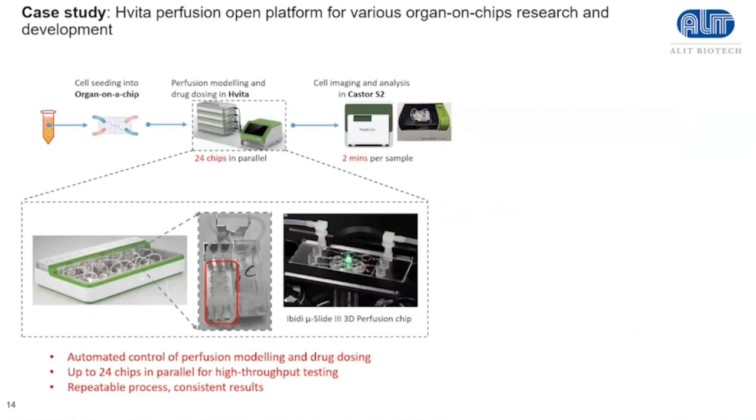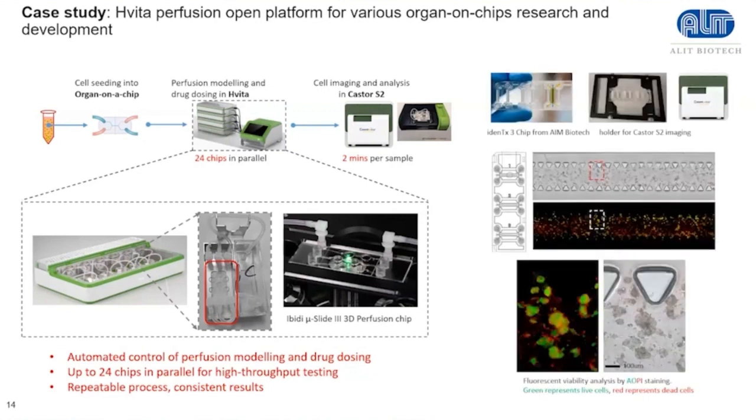Here is also an example. Self-designed chips or commercial chips can be plugged into the HIVITA system, and then high throughput imaging analysis can be performed using CAST-S2 system. The entire perfusion control and drug dosing process in the microfluidics chips can be automatic, controlled, and recorded. Up to 24 chips in parallel for high throughput testing. Recording of parameters and controllability of conditions ensures reproducible modeling process and repeatable results.